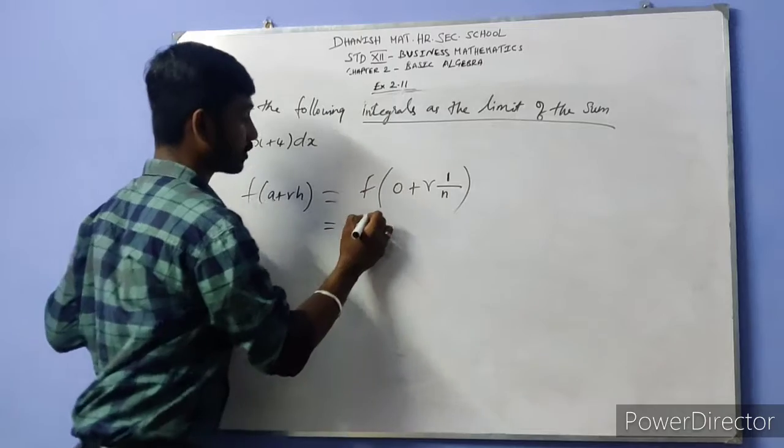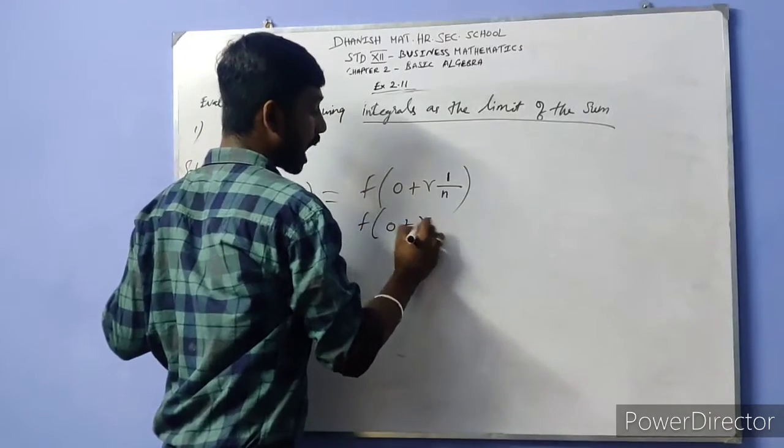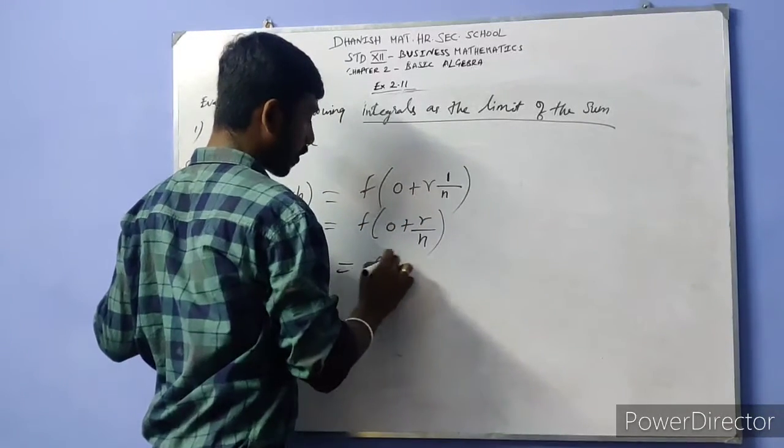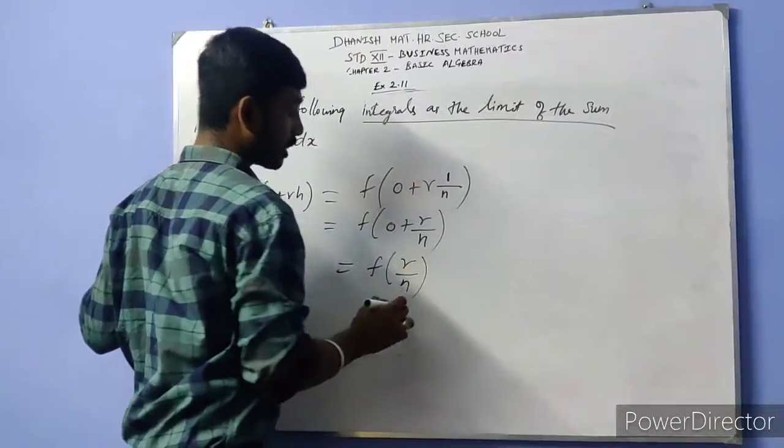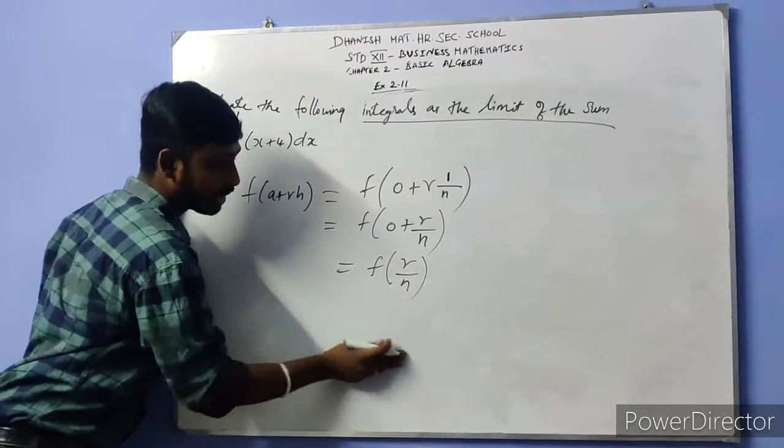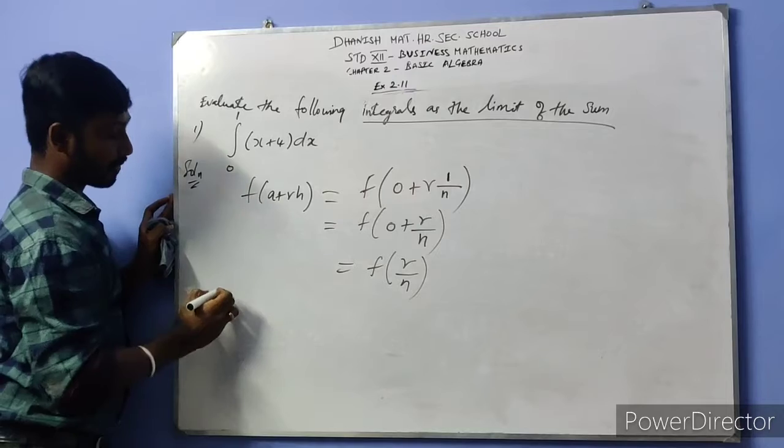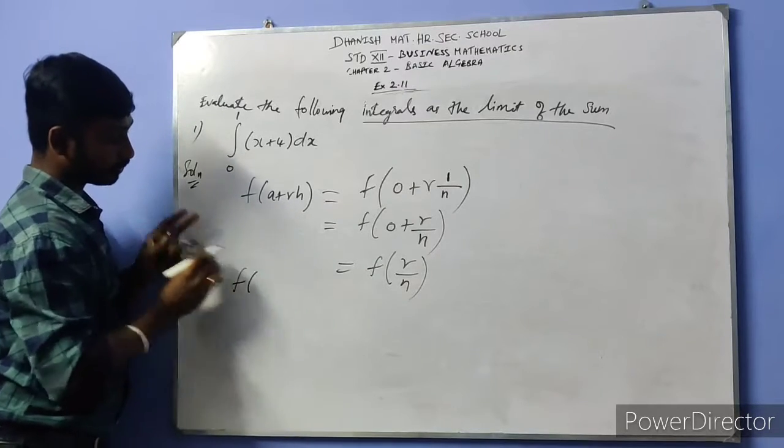Now we are going to substitute this one. f of 0 plus r divided by n. That will be f of r divided by n. So what is the value? This one, f of r divided by n. Now we are going to substitute into the f of x.